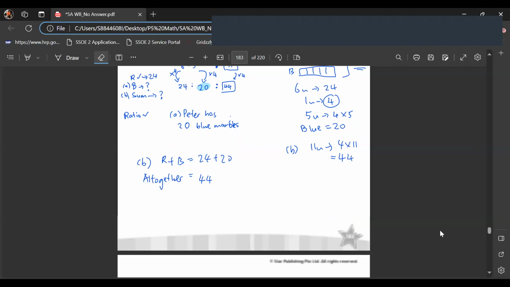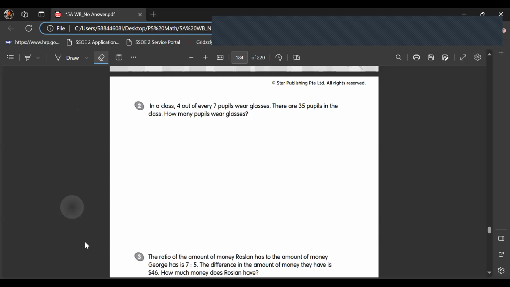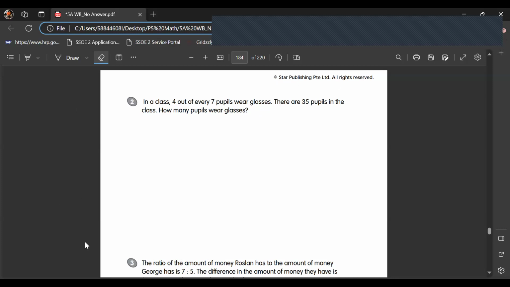Okay? Ready? 2 minutes, let's go. The glasses one. Okay, give it a try. I will do it together as well. I'll write down some of the tips here. I can choose the ratio method. I can choose to draw the model method. Some of us may like the model method better because it's pictorial. You can actually see the blocks.